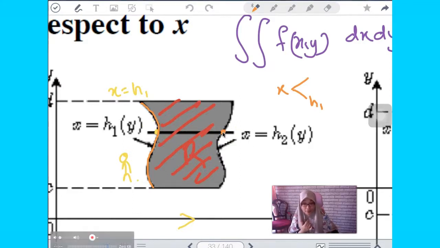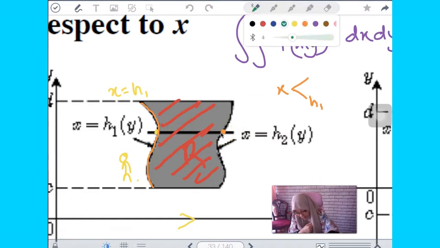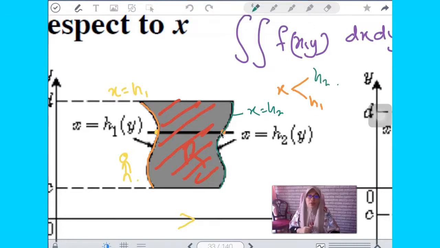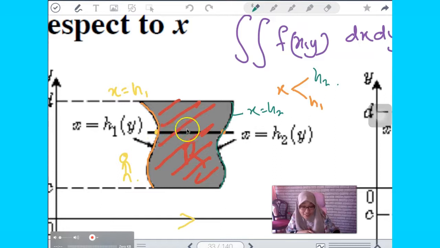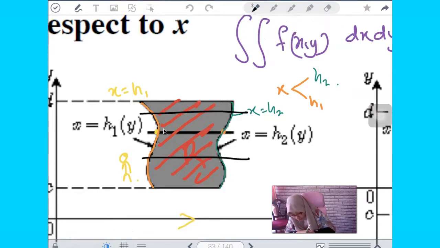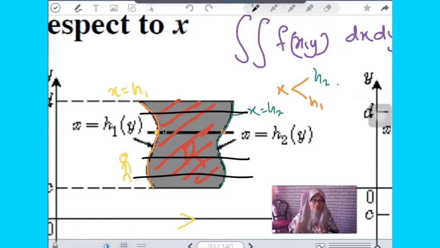So that point belongs to, okay, now you have this line. That line belongs to x equal to h2. So you put the h2 here. Now again, the line is not only exactly on this area, you can put any lines anywhere as long as it is along the region.